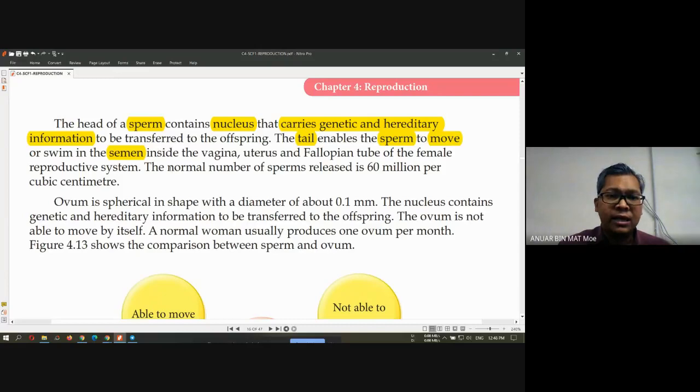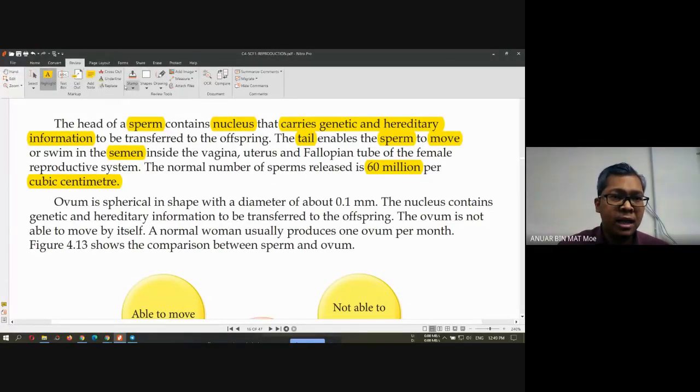And then next one, the normal number of sperm released is about 60 million per cubic centimeter. So this is how much the number or quantity of sperm is ejaculated or released from the male body per cubic centimeter. What is a cubic centimeter? A cubic centimeter is 1 centimeter times 1 centimeter. Okay, 1 centimeter by 1 centimeter.